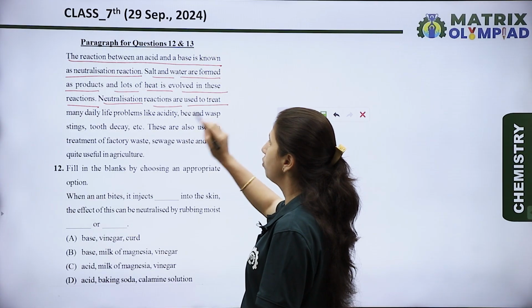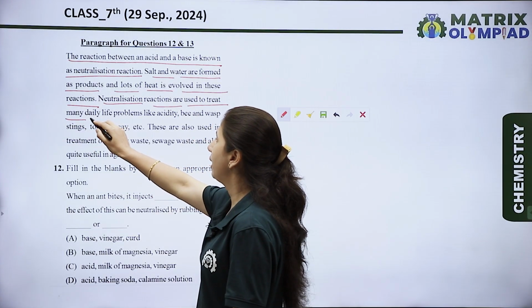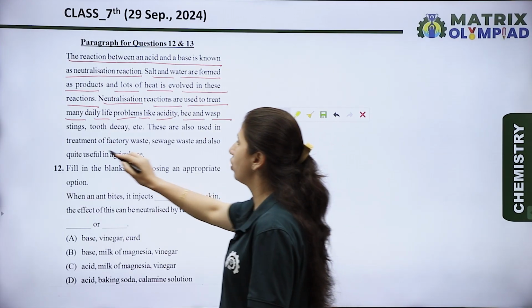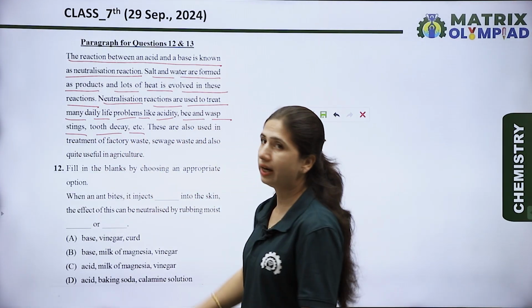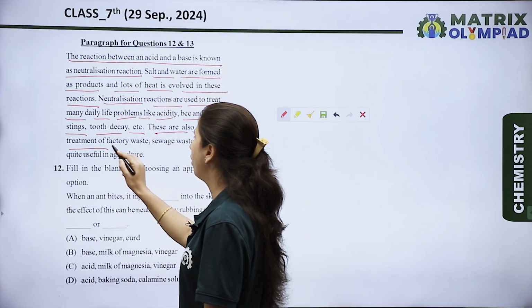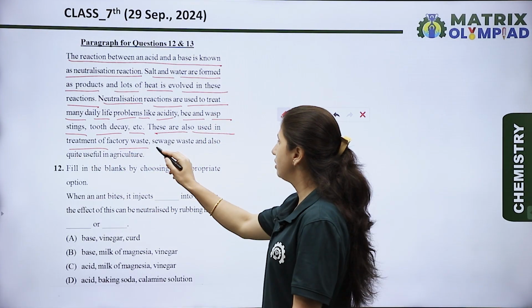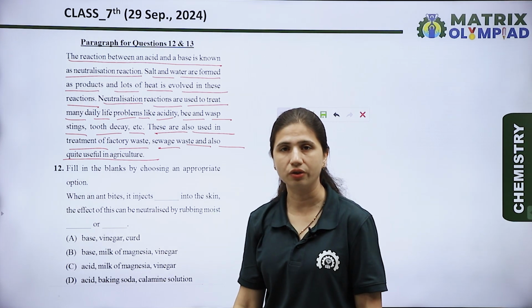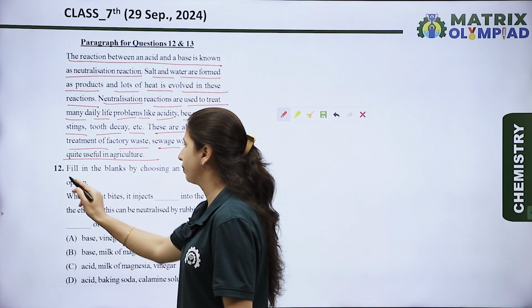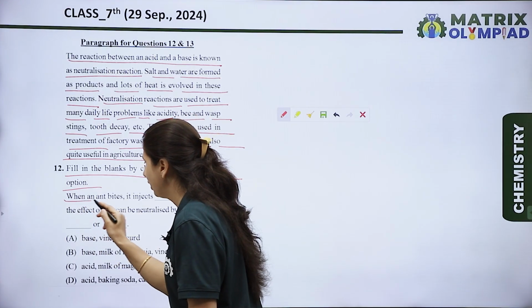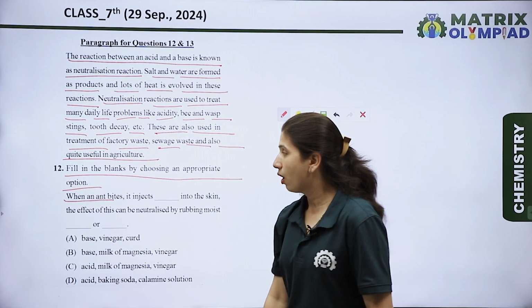Neutralization reactions are used to treat many daily life problems like acidity, bee and wasp stings, tooth decay, etc. These are also used in treatment of factory waste and sewage waste, and are also quite useful in agriculture. Okay, now let's see the question. Fill in the blank by choosing an appropriate option.